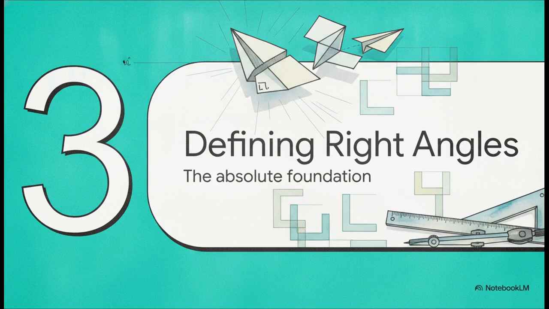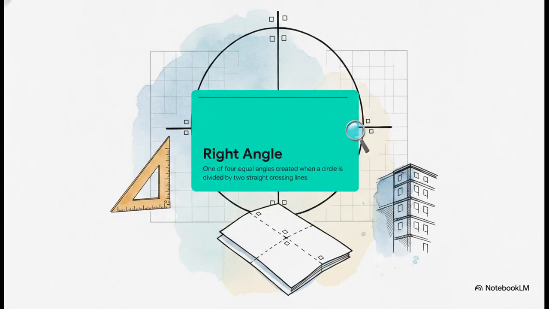Section 3. Defining the right angle, the absolute foundation. All right, so here is the big aha moment. When a circle is divided into 4 equal parts by 2 straight crossing lines, just like those dark fold lines you traced, each of those 4 equal angles is exactly one right angle. That simple, sharp corner you just engineered by folding your paper into 4 equal pieces is the absolute foundation of structural geometry, the mighty right angle.